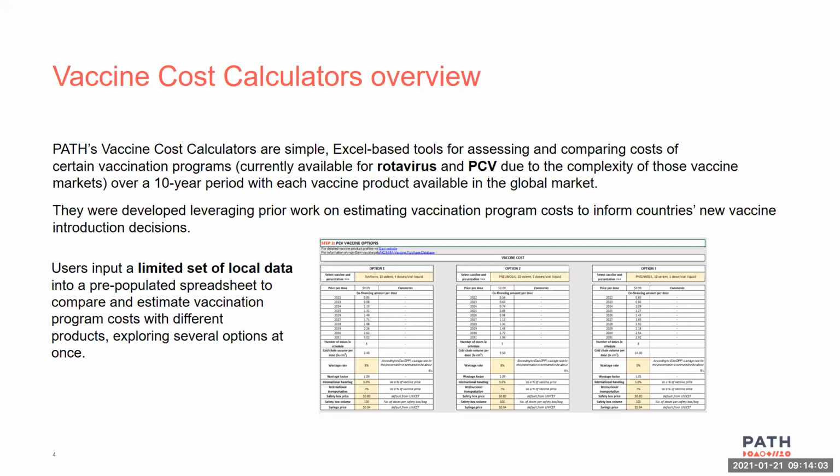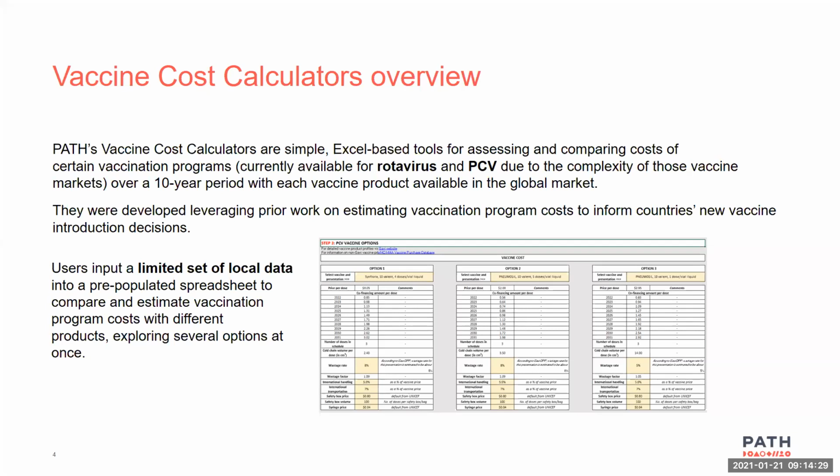The way it works, users input a limited set of local data into this pre-populated spreadsheet to compare and estimate vaccination program costs with different products. And they have the ability to explore several options at once. And I'll be showing you this.